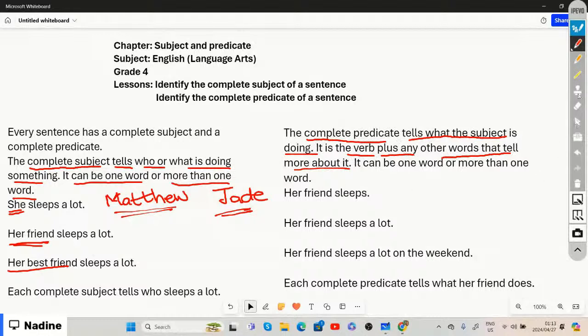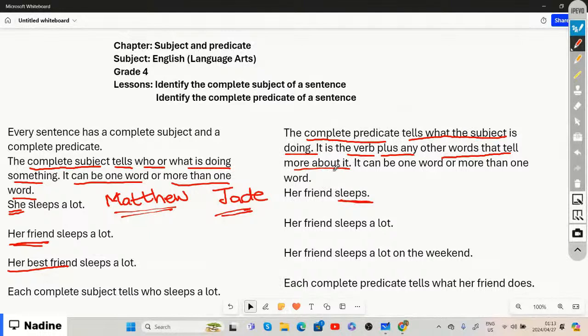All right. And if we look at our examples, right, it says, her friend sleeps. So now we need to ask ourselves, what is her friend doing? And we can say sleeps. So, sleeps is our verb. So, what is her friend doing? Sleeps. So, sleeps is our verb.